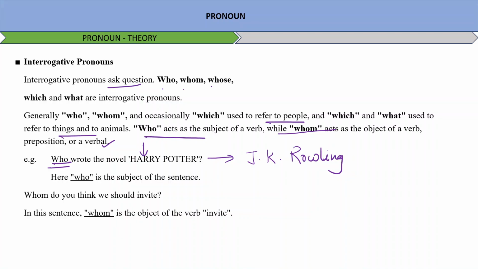Similarly, whom do you think we should invite? You are asking the question to a subject, you. Whom do you think? So you is the subject and whom is used for the object, the one we are going to invite. In this sentence, whom is the object of the verb.